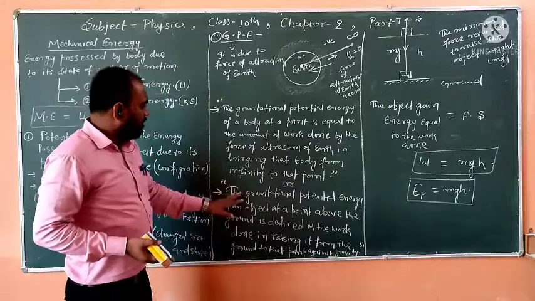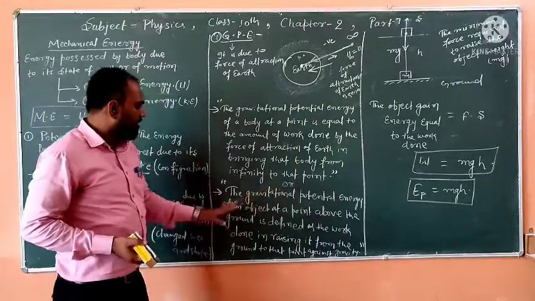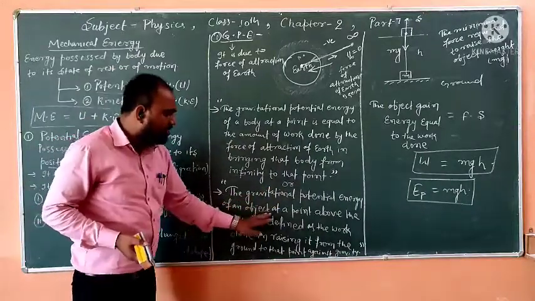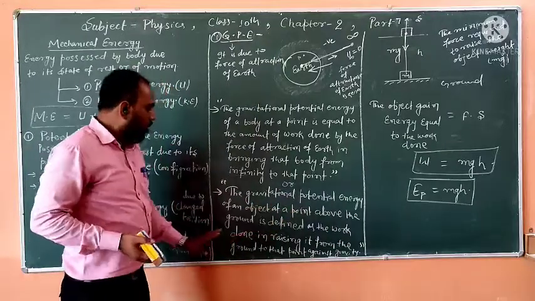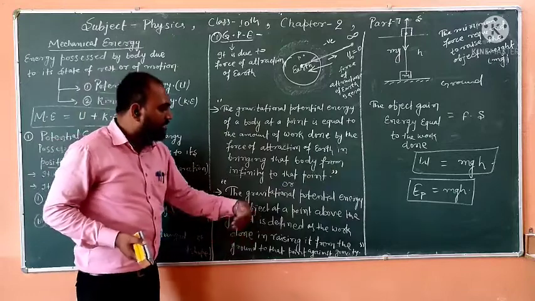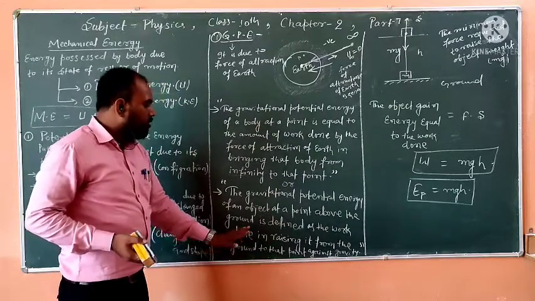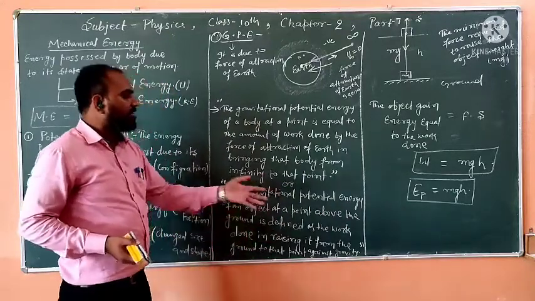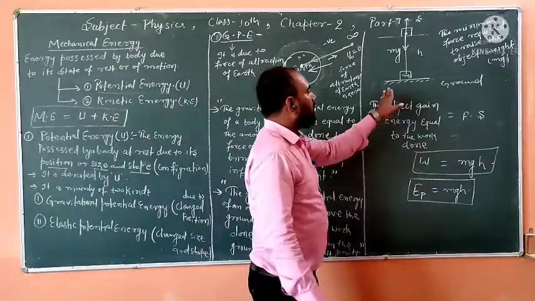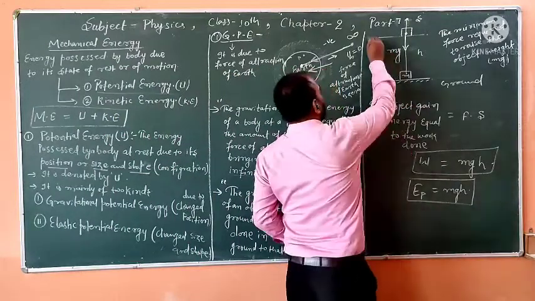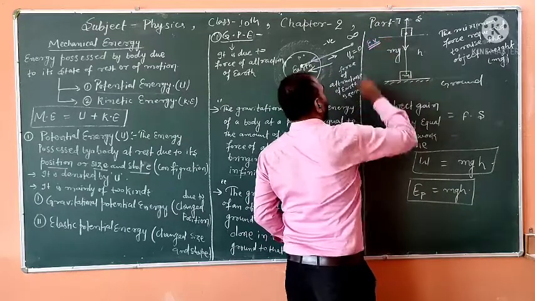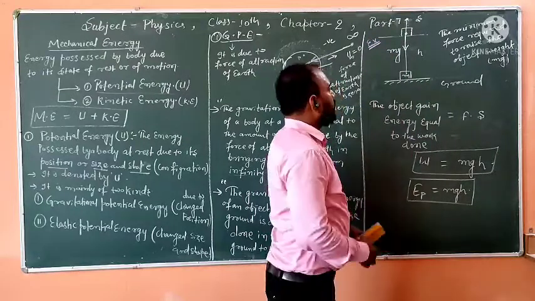Here is the next definition. The gravitational potential energy of an object at a point above the ground is defined as the work done in raising it from the ground to that point against gravity. For example, here I am making it clear with the formula.